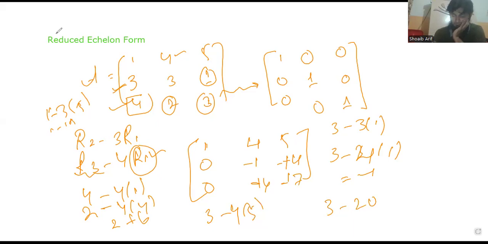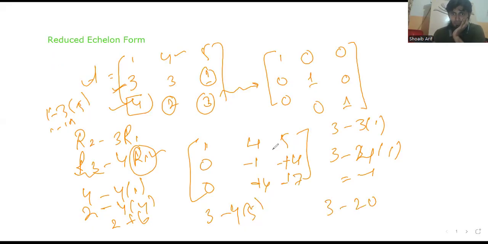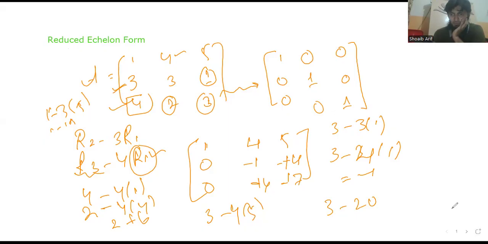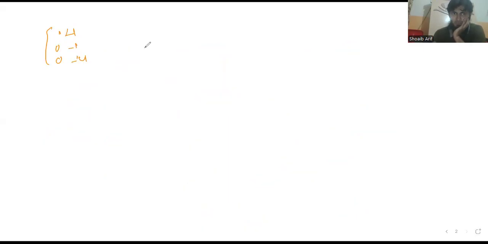1 0 0. So write the matrix 1 0 0. 4 minus 1 minus 14. 5 minus 14 minus 17.